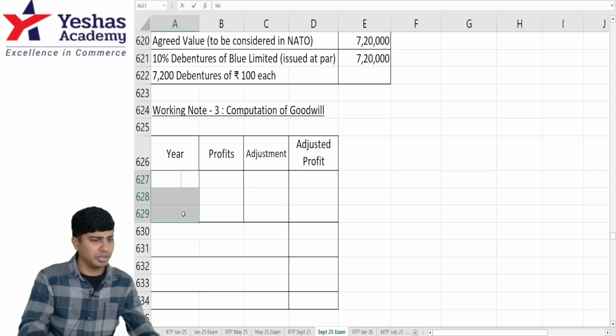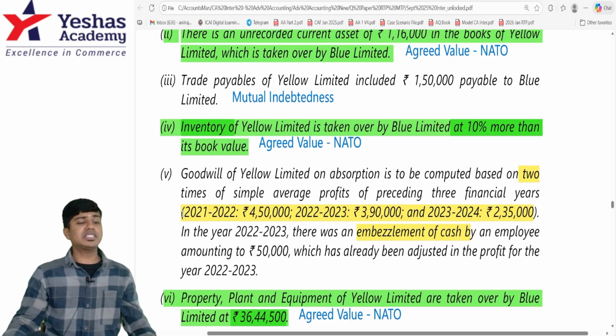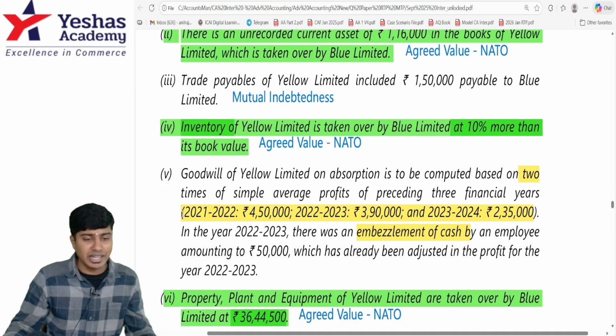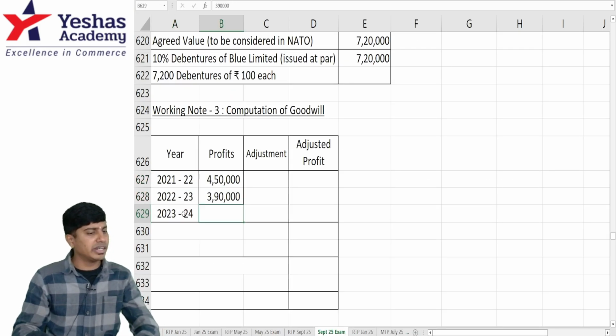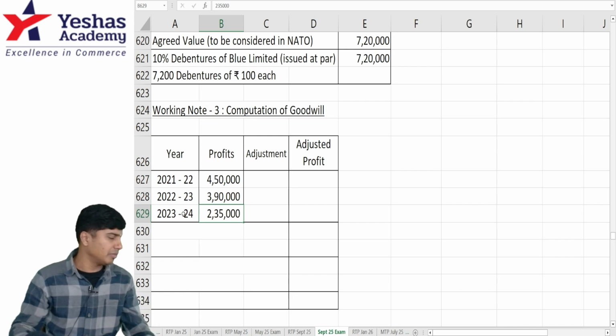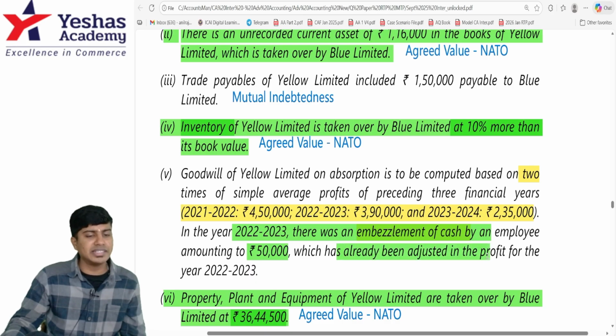Year 1, 2, 3. Or they've given years, no? 21, 22, 22, 23, 23, 24. Profit is 4 lakh 50, 3 lakh 90, 2 lakh 35. I'll write the same. 4 lakh 50, 3 lakh 90, 2 lakh 35. What is the adjustment? In 2023, there was an embezzlement of cash by an employee 50, which is already adjusted in profit.